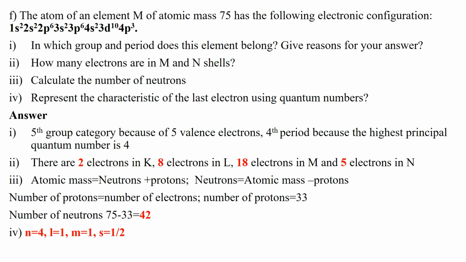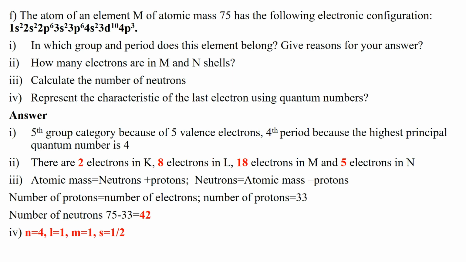Then for the last electron, n is equal to 4 as the last shell, 4s2, 4p3. So n is equal to 4, l is equal to 1 because the last electron is located in the 4p. Remember, when you have p, you have l is equal to 1. Then m will be equal to minus 1, 0 and 1, meaning that the last electron is located in 1. Then s is the spin quantum number. Spin is equal to 1 over 2.